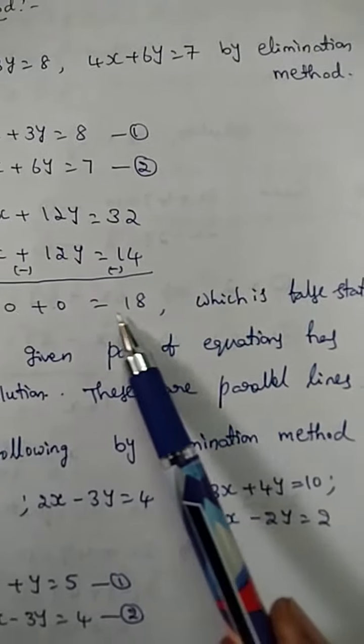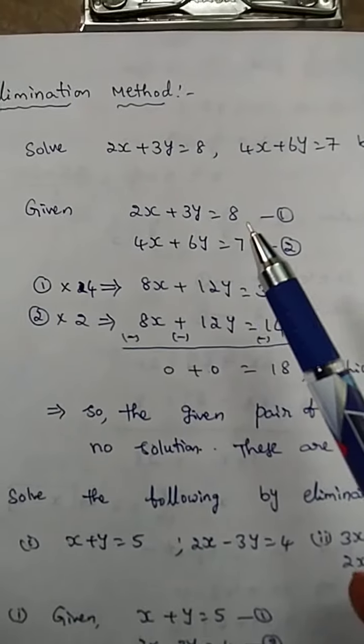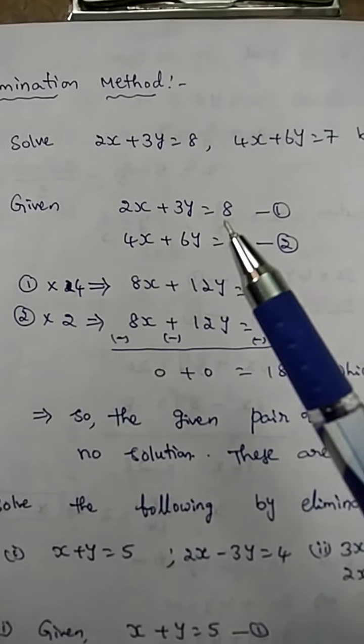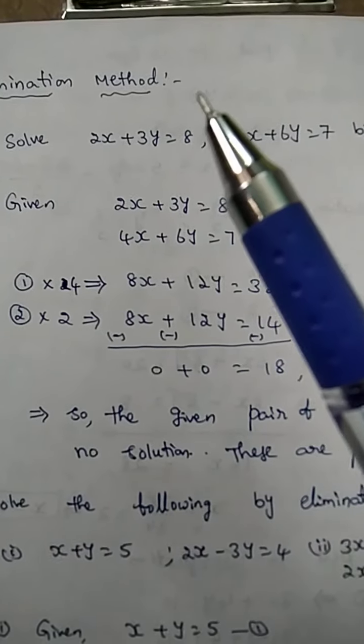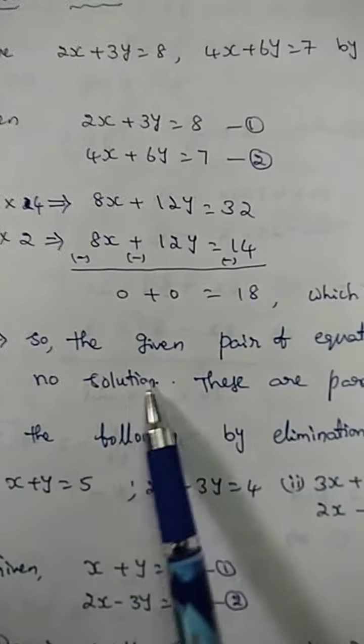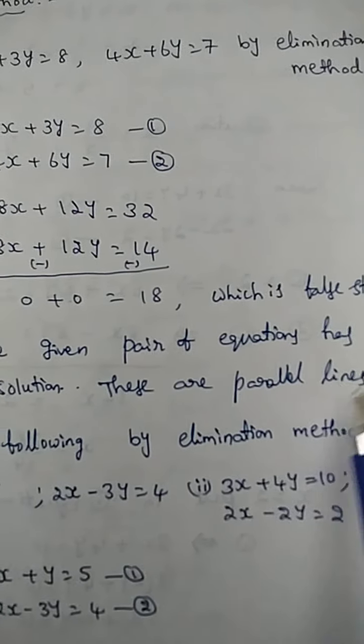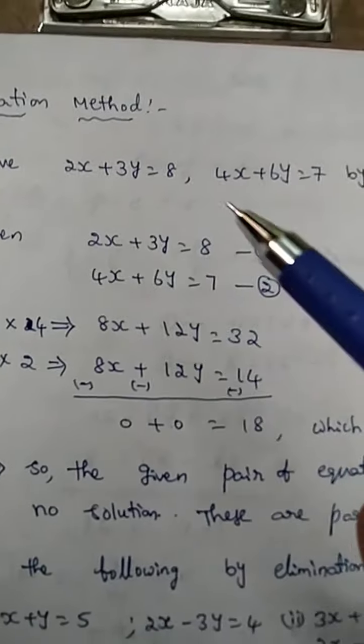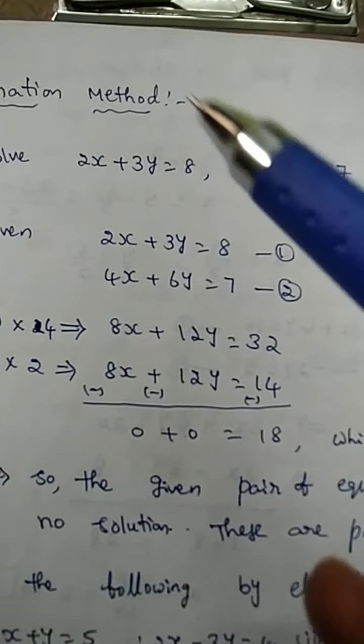No, it is a false statement. If it is a false statement, automatically that pair of linear equations has no solutions. Already we know that. So the given pair of equations has no solutions. These are parallel lines. We can observe here. So already we know the condition.